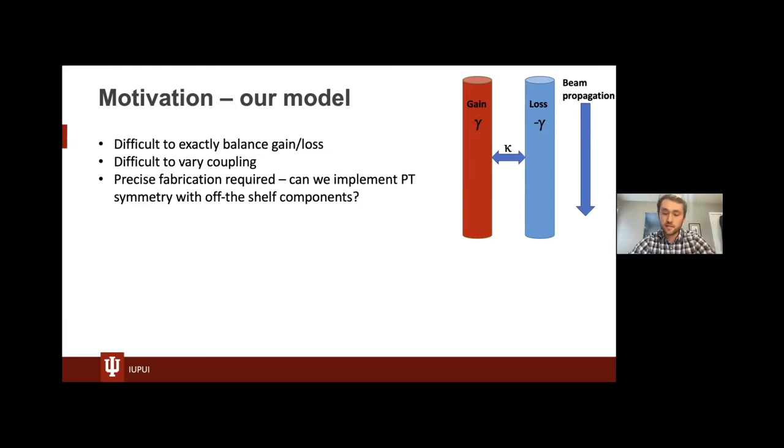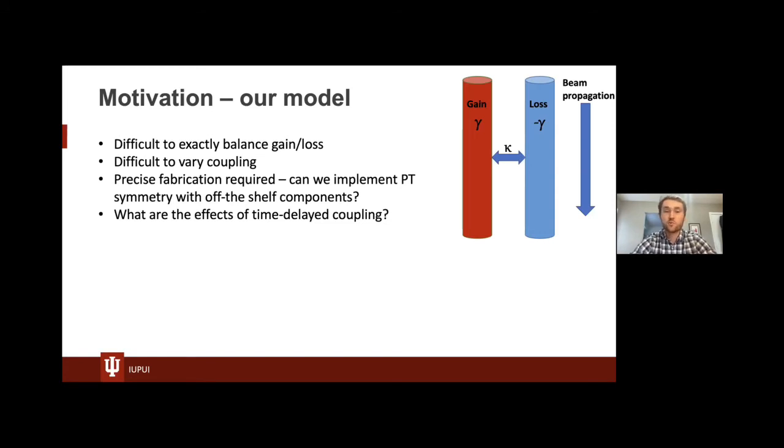Our motivation is as follows. We wanted to develop a PT symmetric optical system that is robust and can be made with off-the-shelf components. So it's easy to set up. We have the equipment in the lab already. That was our motivation for the system I'm going to present today.